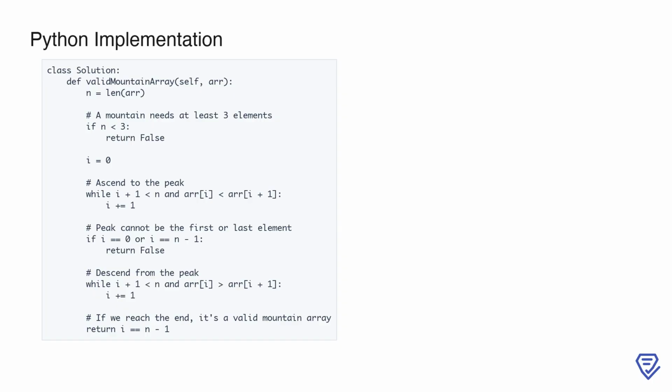4. Descending phase. A second while loop is used to check the strictly decreasing part of the array. It continues iterating as long as the next element is smaller than the current one, incrementing i to move down the mountain. 5. Final validation. After both the ascending and descending phases, the function checks if i has reached the last index of the array, i = n-1. If this condition is true, the array forms a valid mountain, and the function returns true. Otherwise, it returns false. This implementation ensures that all the requirements for a valid mountain array are met, and it operates in O(n) time complexity, as each element is traversed at most once.